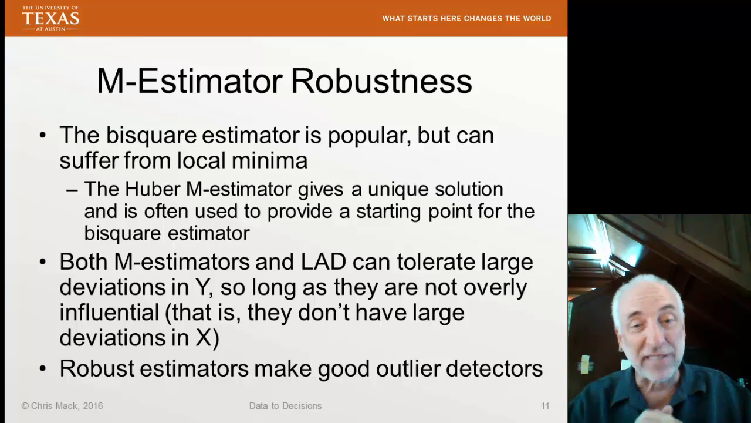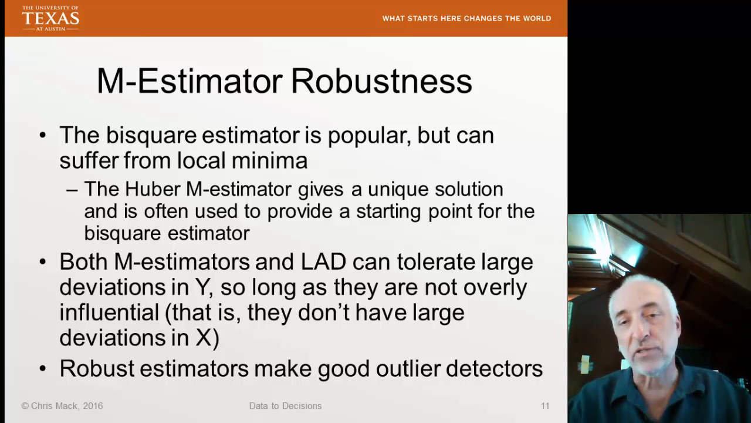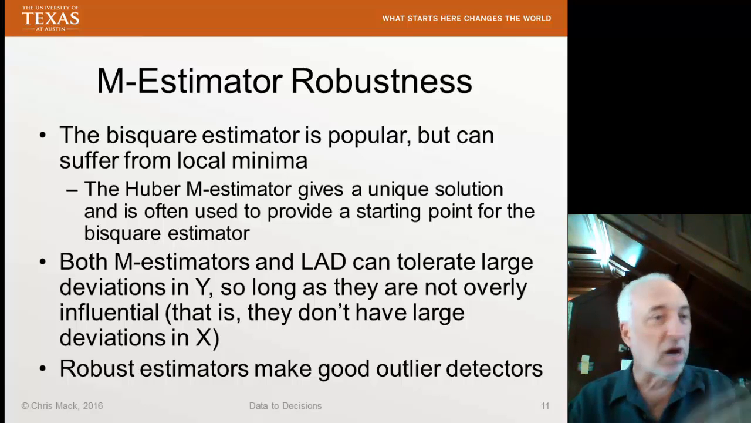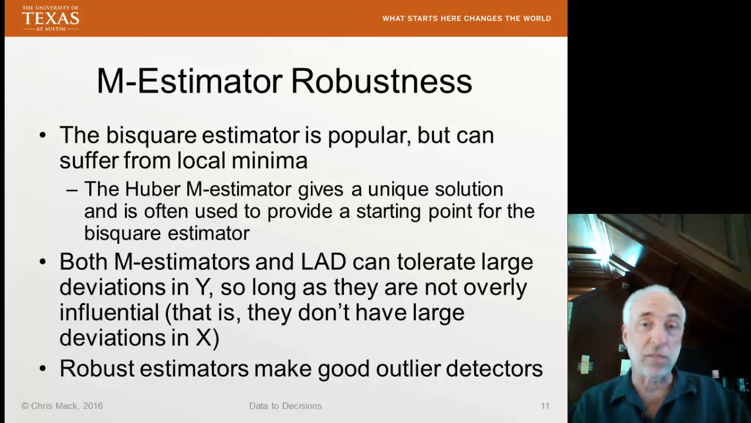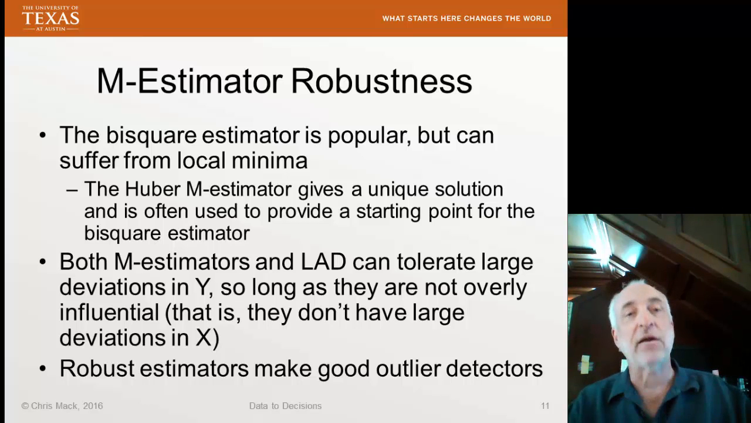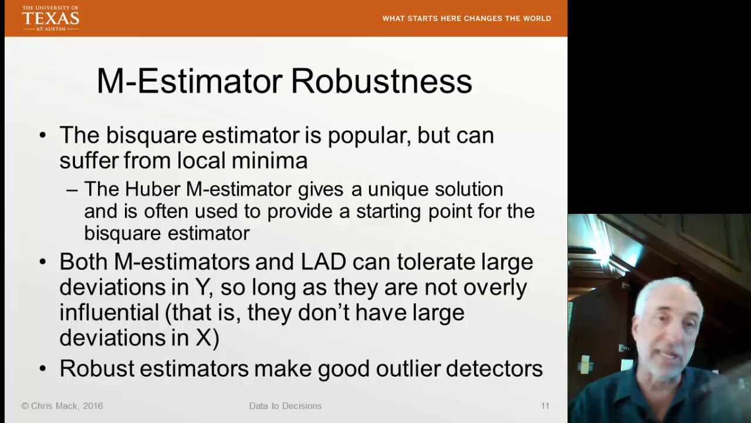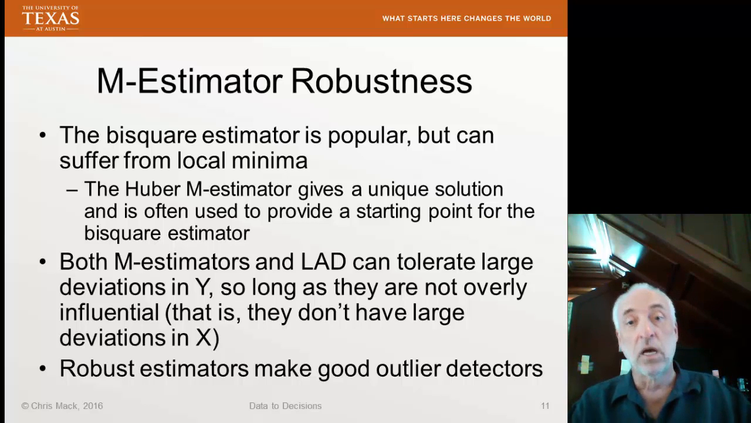As an aside, robust estimators make good outlier detectors. Why is that? Well, when you're all done, get the weights that you gave data points. If some of the weights are set to be 0, bisquare estimator, or set to be very low for M-estimator, well, that's an indication that is an outlier. In particular, the bisquare estimator with a weight of 0 means I'm throwing that data point out. So we can use, in fact, these robust estimators as outlier detectors.